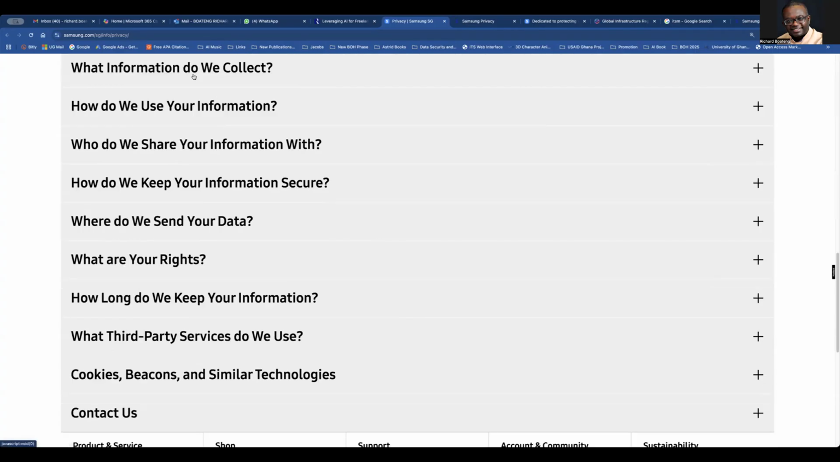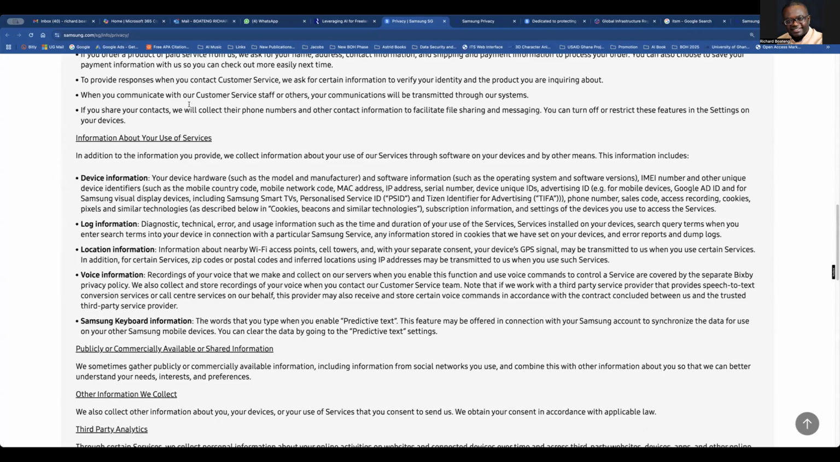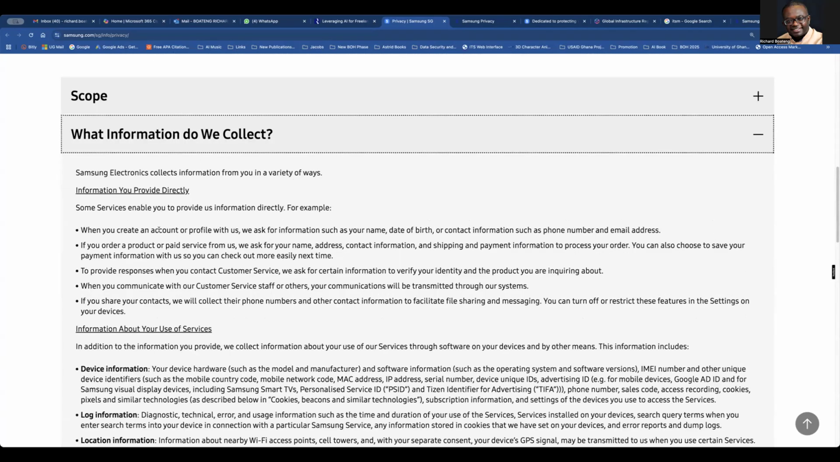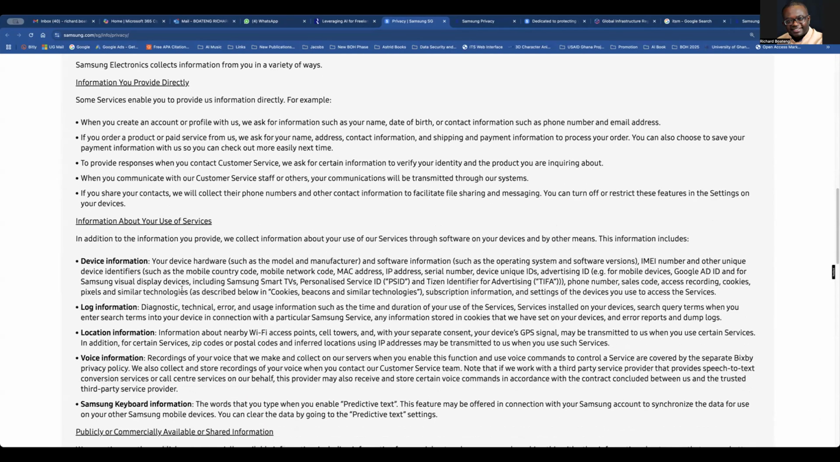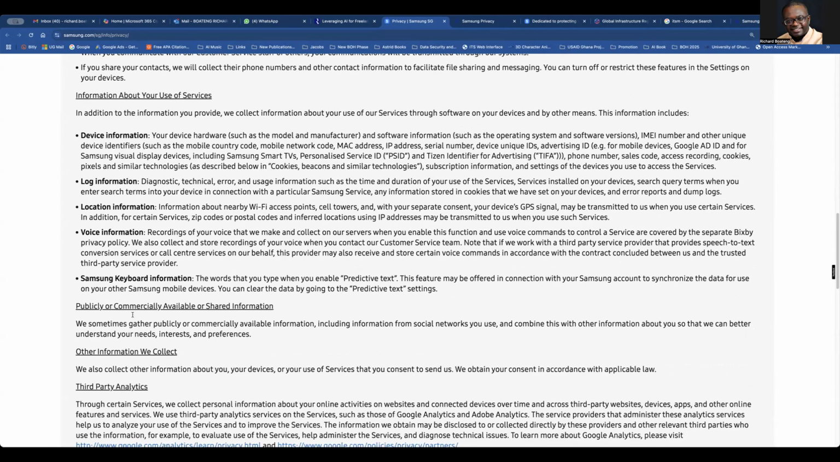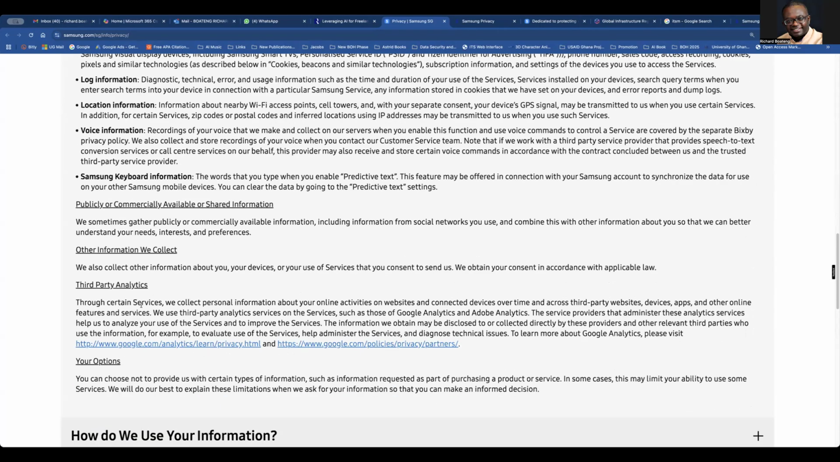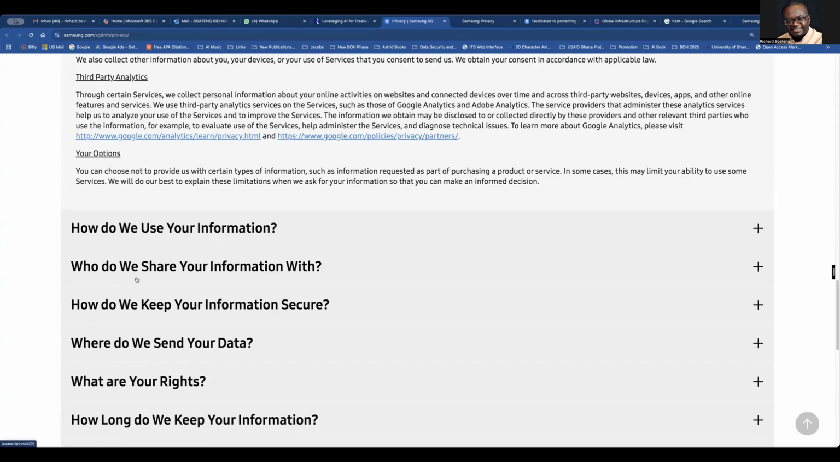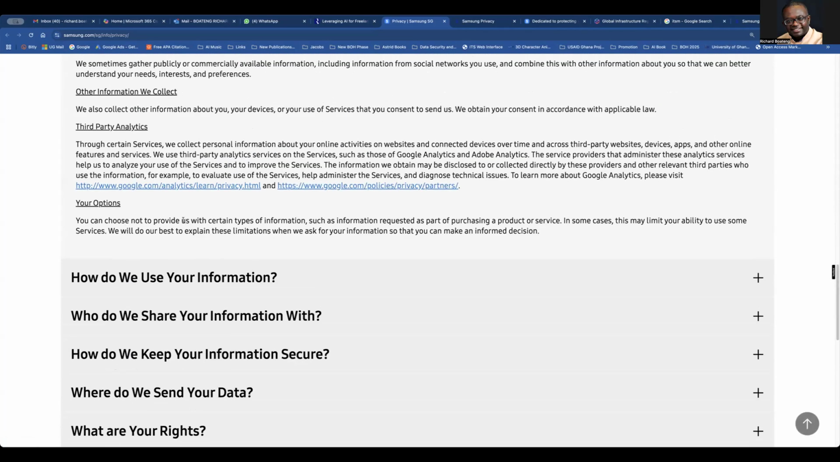Now, what information do we collect? It tells you information you provide directly, such as when you're opening an account, and information about the use of our services, such as device information, log information, location information, voice information, Samsung keyboard information, like in predictive text. Then publicly or commercially available information, third-party analytics. But we can also choose not to provide certain types of information, such as information requested as part of purchasing a product or a service. So they'll give you options.